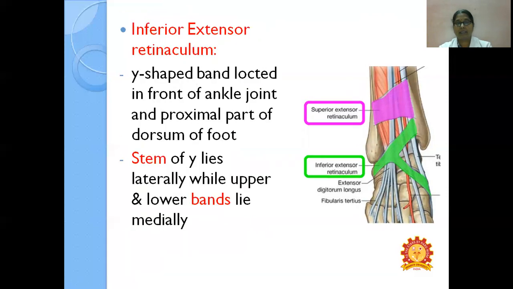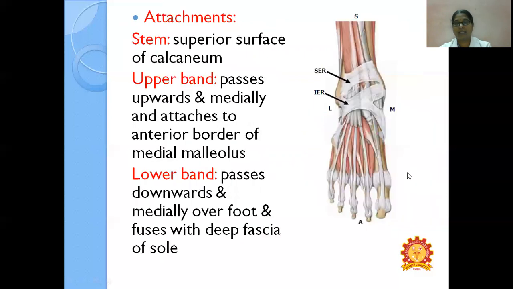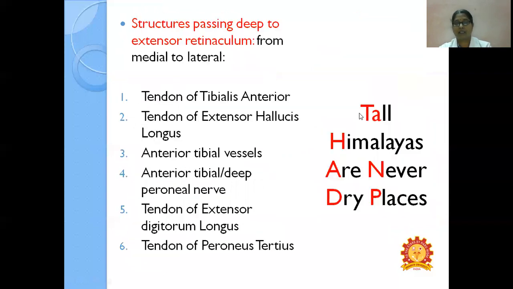So this is the inferior extensor retinaculum, this green color. You see in this picture, it is Y shaped. The stem of the Y lies laterally, whereas the upper and lower bands lie medially. So again, what you are seeing here is the superior extensor retinaculum and the inferior extensor retinaculum.